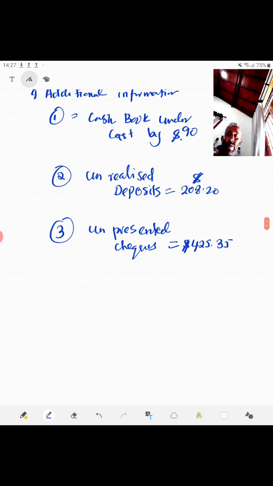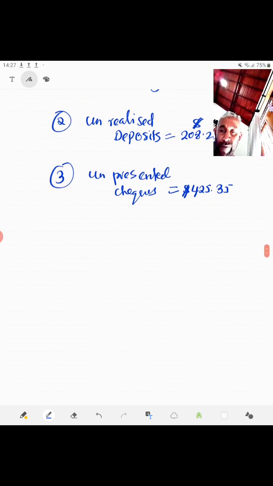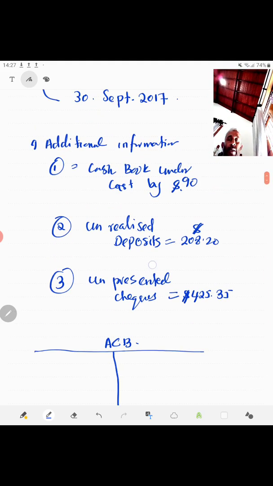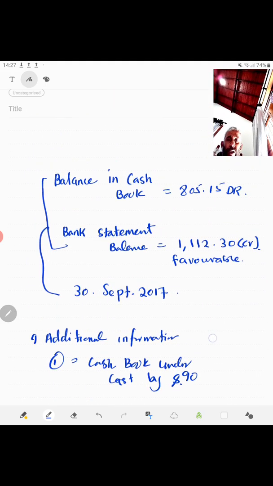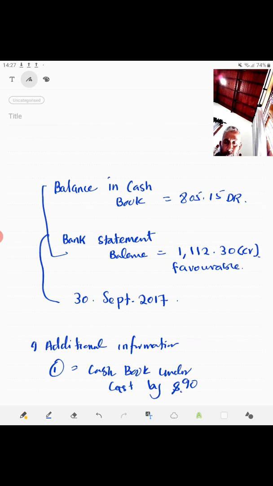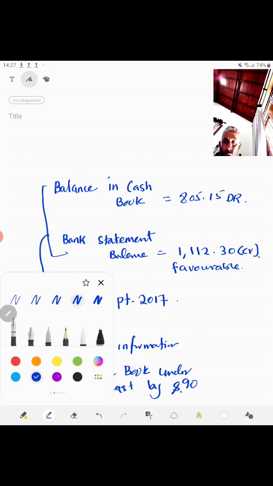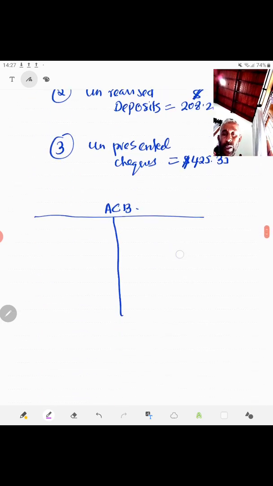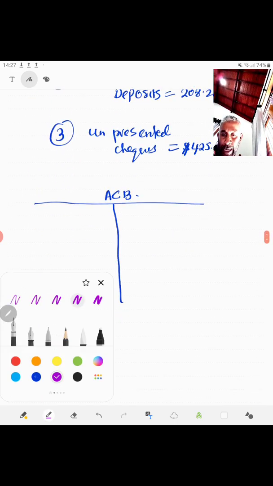Now, if you recall my previous discussion, in preparing a bank reconciliation statement, first we have to prepare an adjusted cash book, ACB, known as adjusted cash book. From the question, if you closely watch, they gave us the balance in the cash book, 805.15.